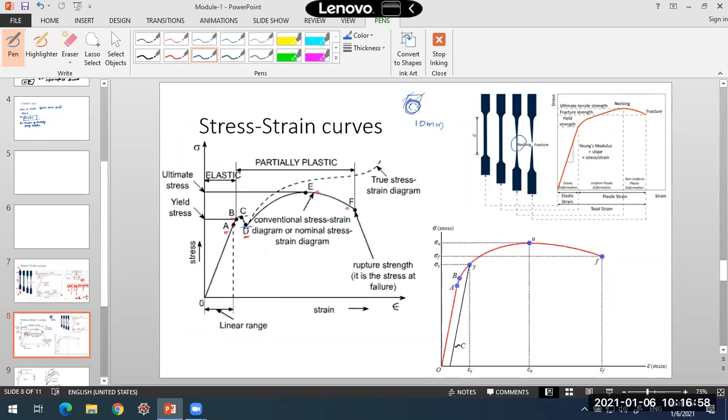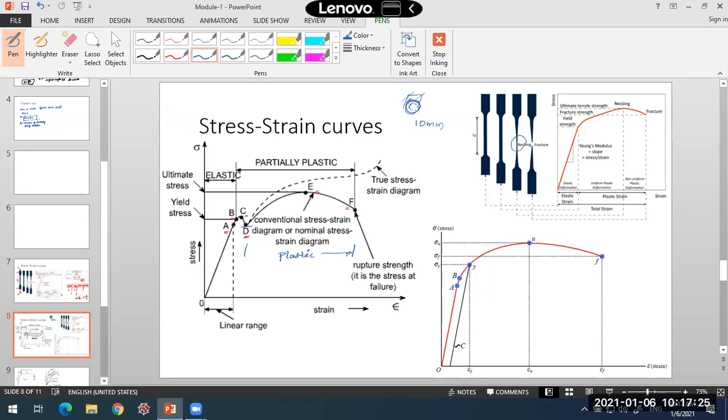After I reach the lower yield stress, plastic deformation will start. Here the strain will increase at a higher rate, without much increase in the strength. You will find a large amount of deformation here. So this range is the plastic range.